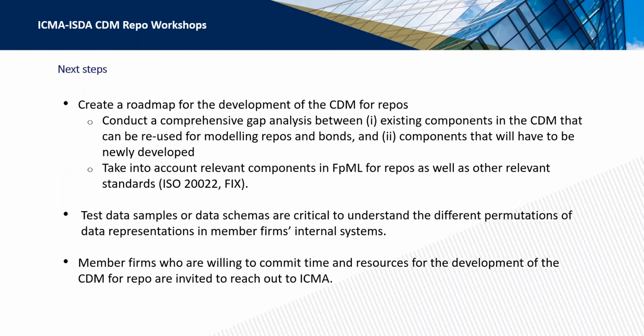So in terms of next steps, following the workshops that we have held, we agreed that we will now create a roadmap for the development of the CDM for repos and conduct a comprehensive gap analysis between, on the one hand, the existing components in the CDM that can be reused for modeling repos and bonds by extension, and the components that will have to be newly developed. For example, as just mentioned, collateral substitution. But we will also take into account relevant components in FpML for repos, as well as other relevant standards, whether it's FIX or ISO 20022, etc.